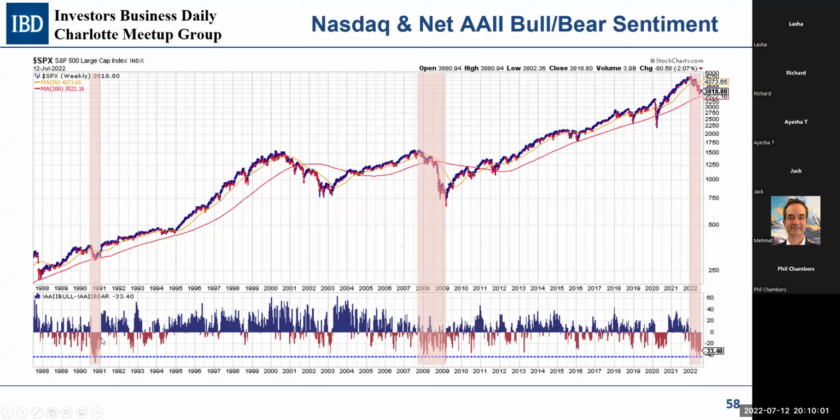And if you look at 1990, that was the other instance we found that was a real long duration of net bearishness. And that's a pretty similar size. So we're getting up there to be the second longest bearish period that we have on this chart.